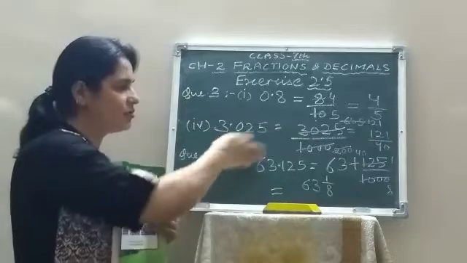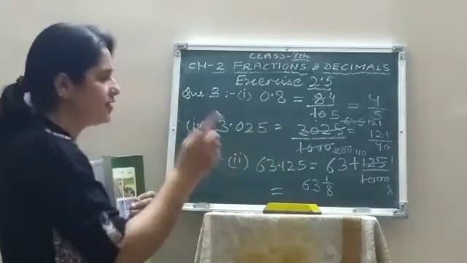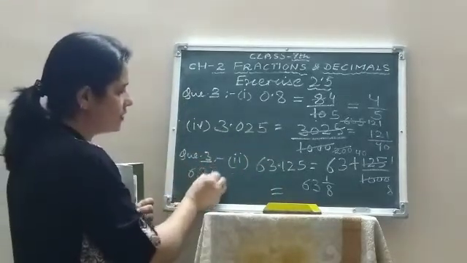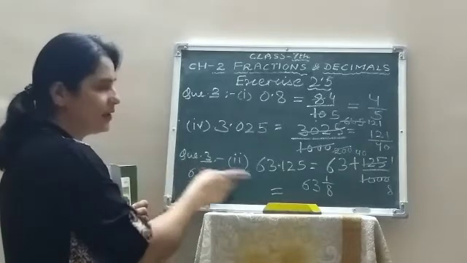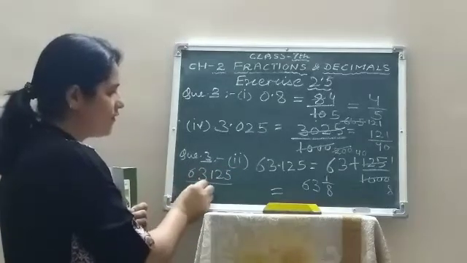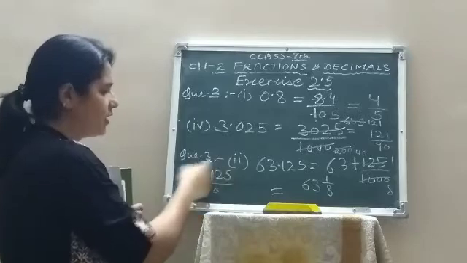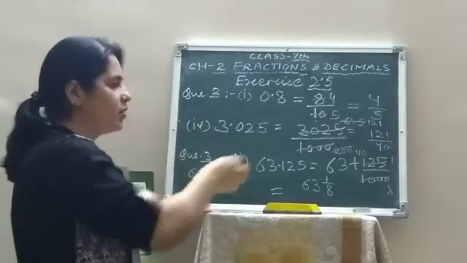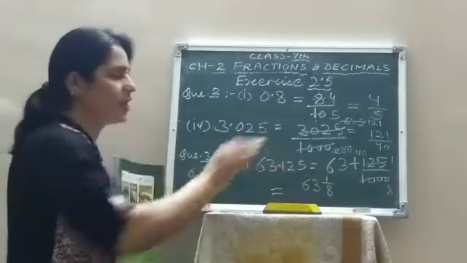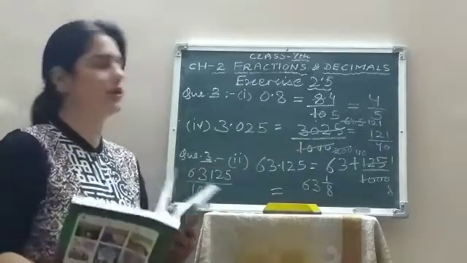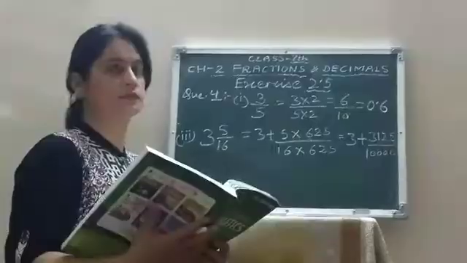So this is easy to do like this. There is another way. You can first remove the point and write the number like this, 63125 upon 1000. Then you can cut it and convert into a mixed fraction. The same answer will come. So you can do it like this also.